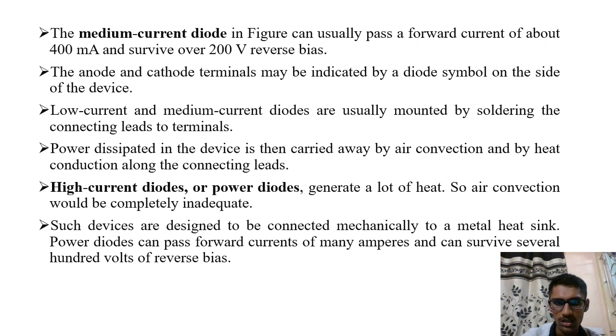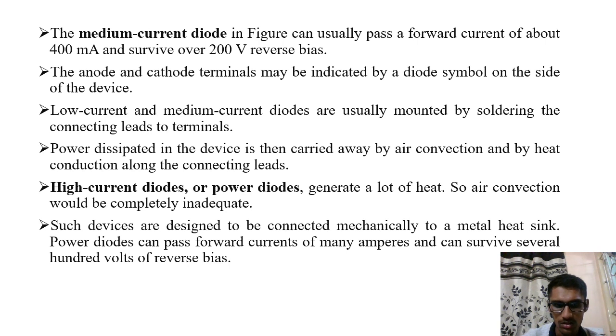The anode and cathode symbols may be indicated by a diode symbol on the side of device. Usually low current and medium current diodes are mounted by soldering the connecting leads to terminals. Power dissipation in the device is then carried away by air convection and by heat conduction along the connecting leads. High current diodes, also known as power diodes, generate a lot of heat, so air convection would be completely inadequate.